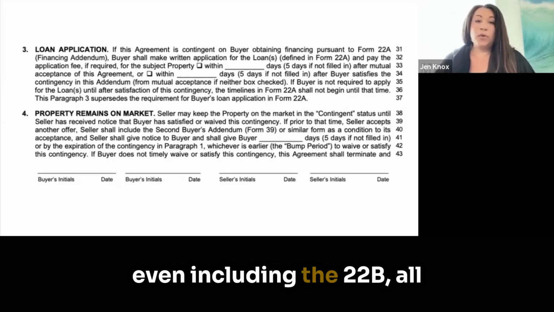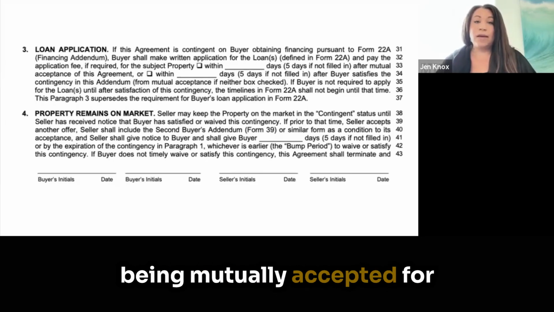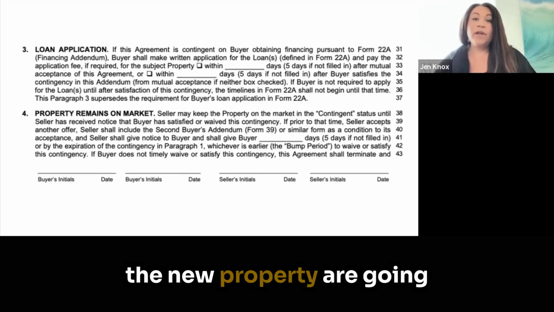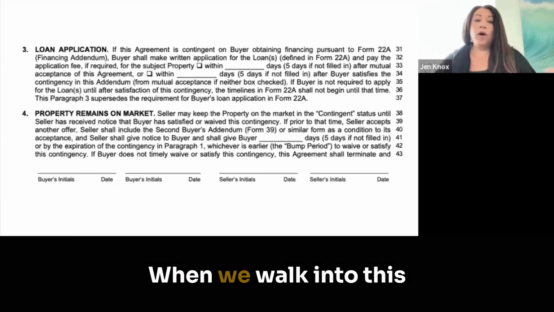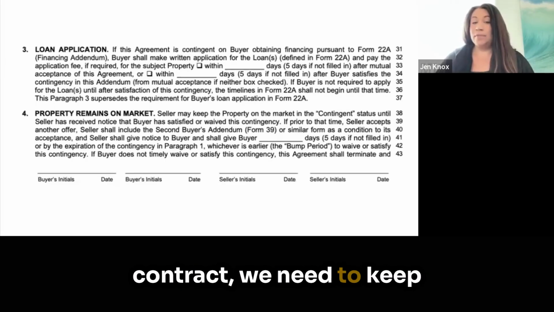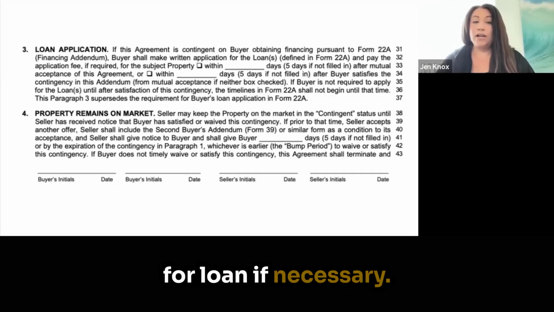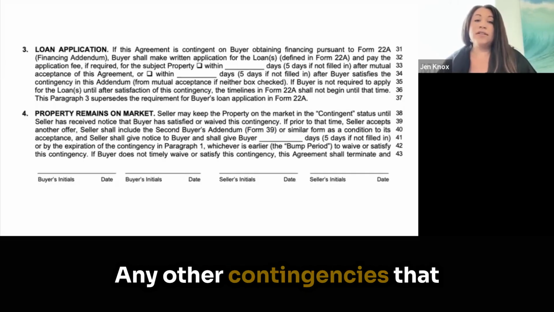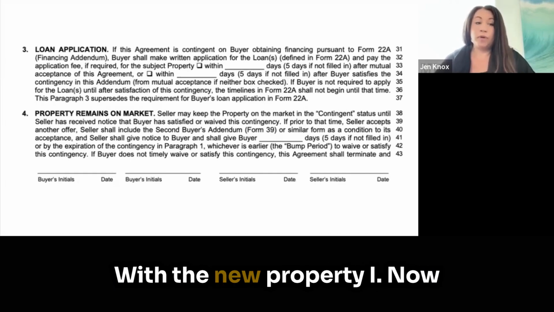But even including the 22B, all timelines with that contract being mutually accepted for the new property are going to start at mutual acceptance with the new property. When we walk into this contract, we need to keep that in mind for earnest money delivery, application for a loan if necessary, any other contingencies that are within the contract. They all start at mutual acceptance with the new property.